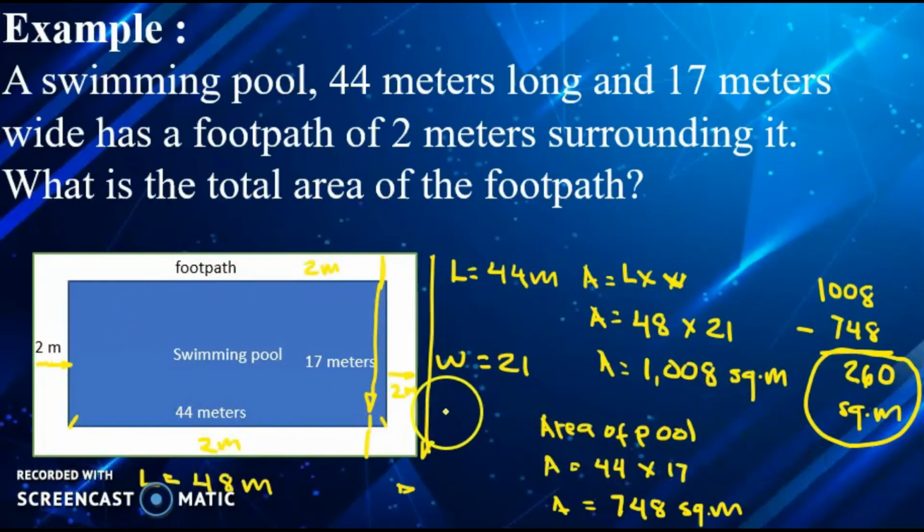Ulitin natin ha. Para makuha natin yung area ng footpath, solve muna natin total area. Kunin yung buong length. So, 48 yan. And then yung width, which is 21. No? Then, solve natin yung area. That is total of 1,008 square meter. And then, yung pool, solve natin yung area ng pool, which is 44 times 17. That is 748 square meter. And then, subtract natin yung total area ng rectangle kasama yung pool minus yung area ng pool. So, minus 748, the answer is 260 square meter.